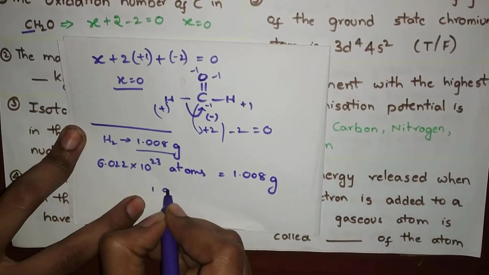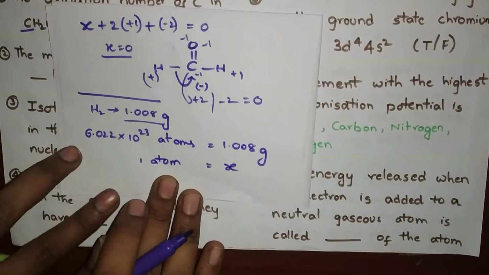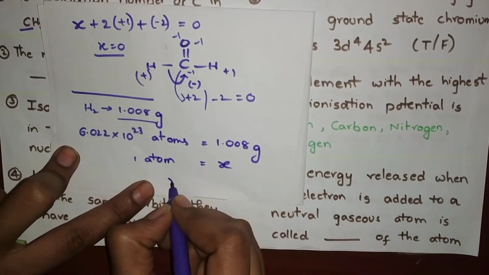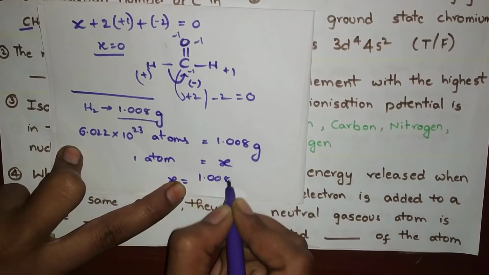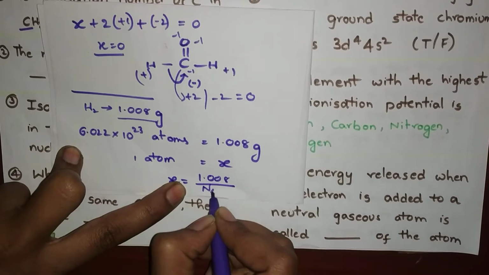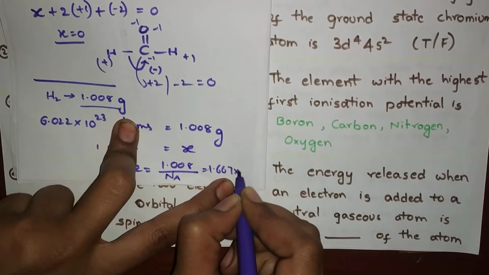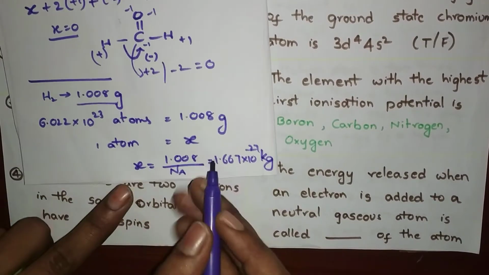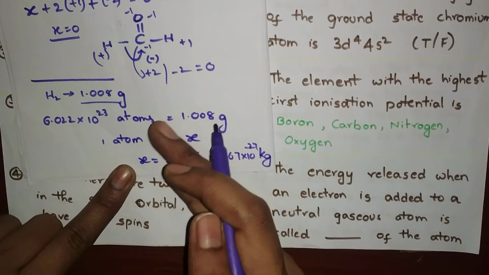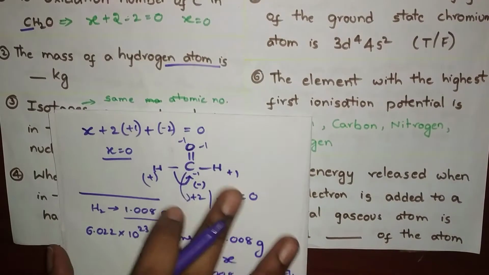So 1 atom is equal to, put it as X. Now do cross multiplication. You will get 1.008 by Avogadro number. The answer will be 1.667 into 10 to the power minus 27 kg. Actually here you will get the answer in grams. You have to convert it in kg. Okay. So read the third question.